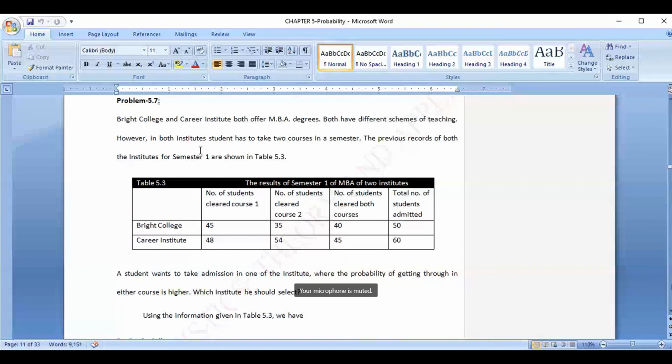The question is, a student wants to take admission in one of the institutes where the probability of getting through in either course is higher. Which institute should he select? He should select. Write up to this.